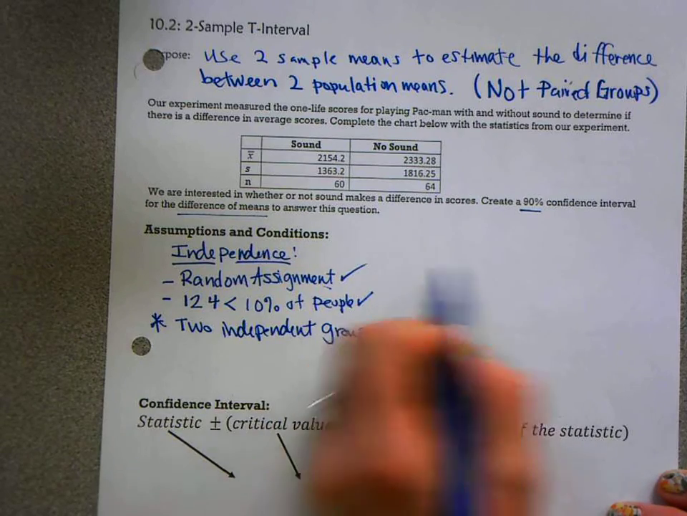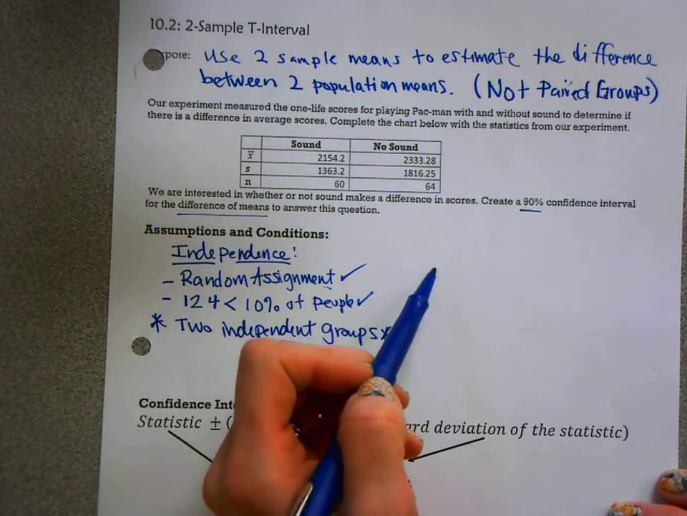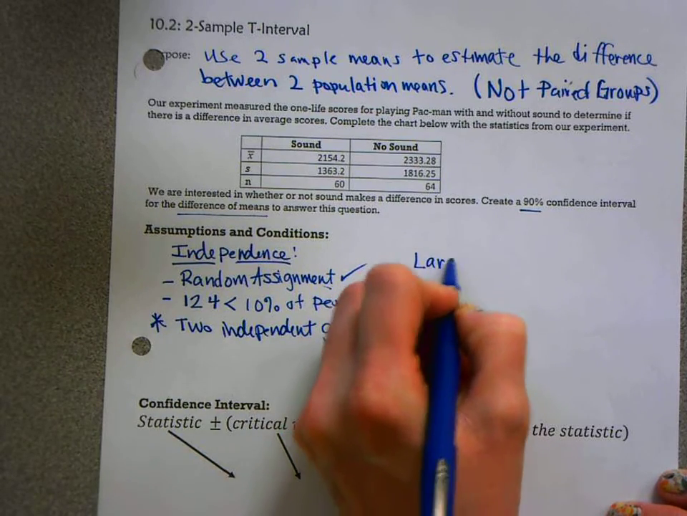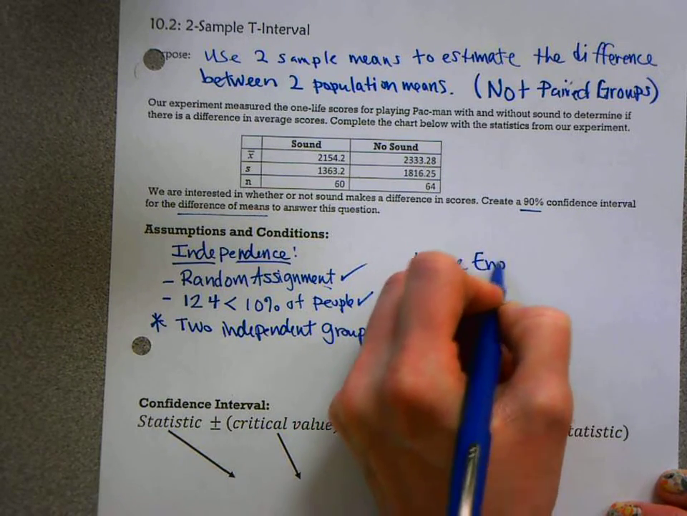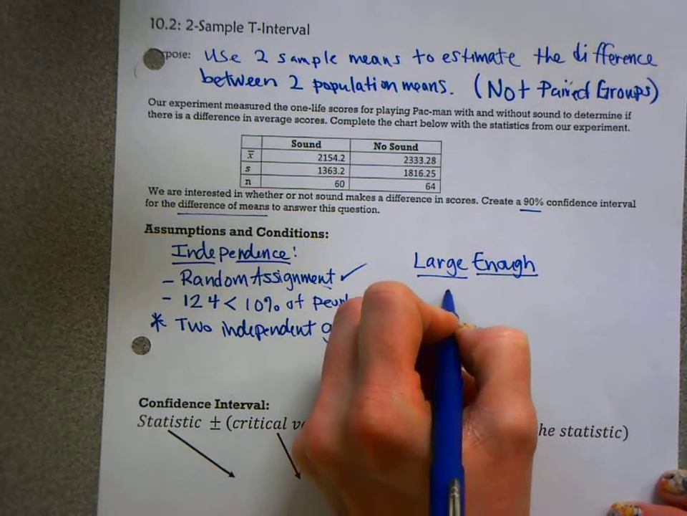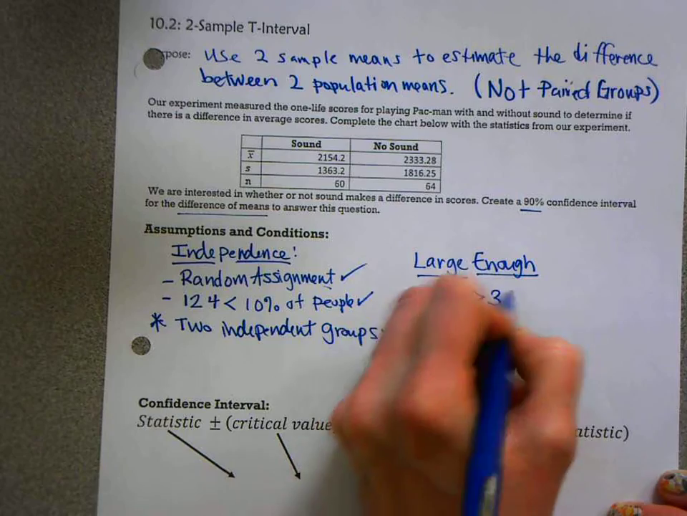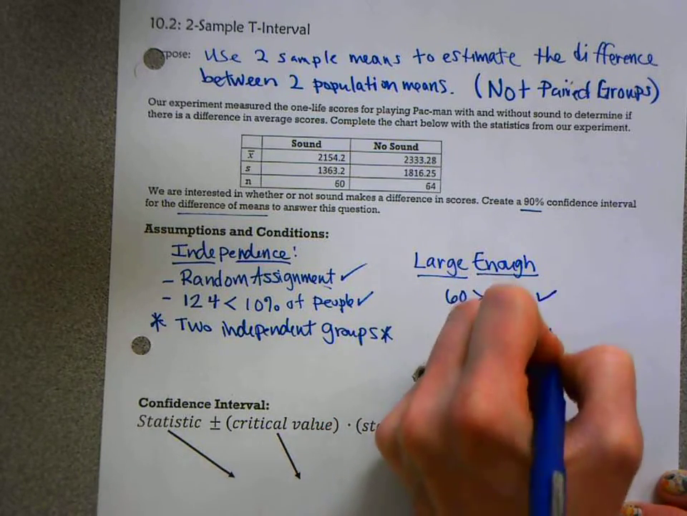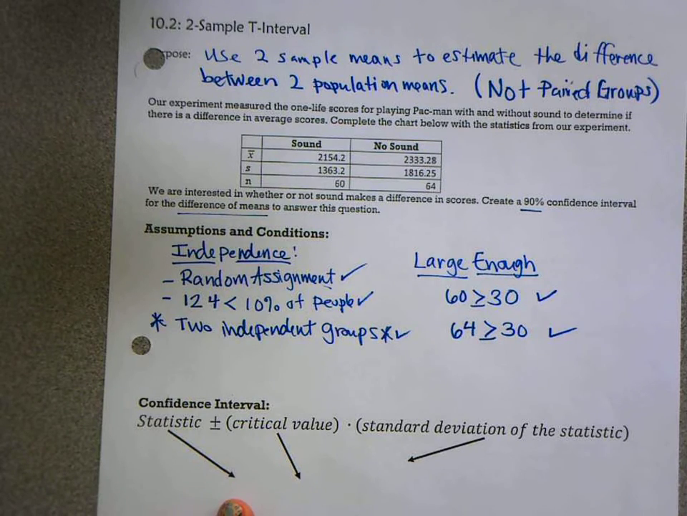Either they tell you the population is normal, which they did not, or it's large enough, which it is. And we have two large enoughs now because we have two samples. So the 60 is greater than or equal to 30, and the 64 is also greater than or equal to 30. So that's so easy. We love it when we have large samples.